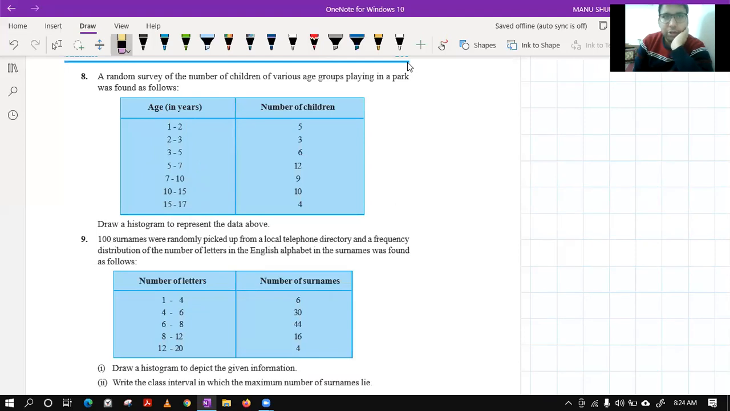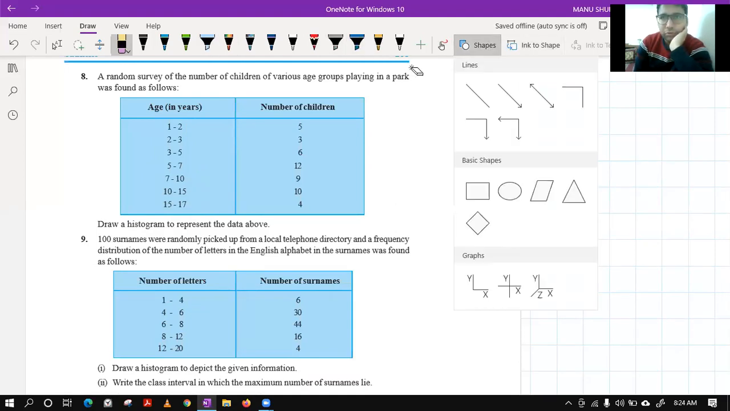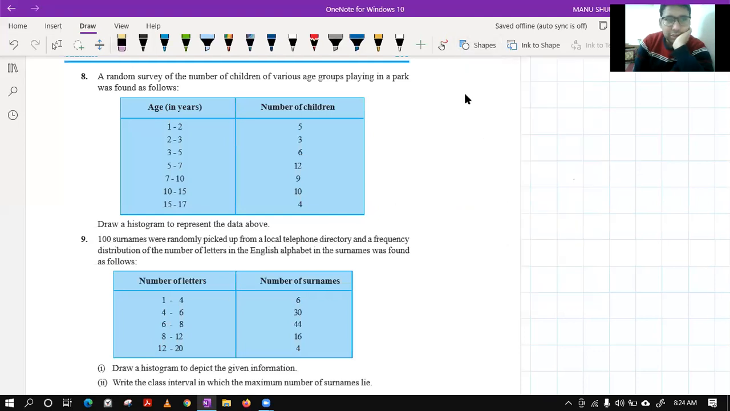So what we have to do is find a new table. We will make a new table. First, we will make a table for the widths that are given to us. What is the width?